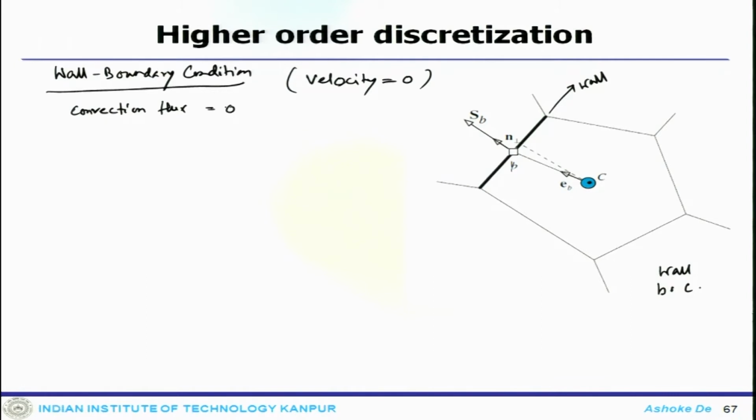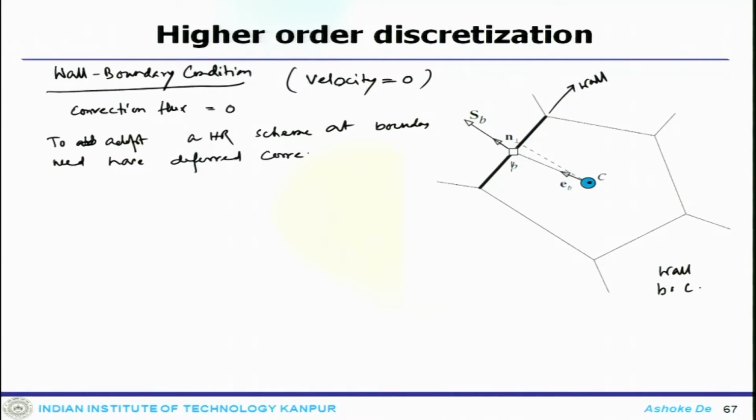Now again, similarly, if you are using the high resolution scheme, or HR scheme, for any interior nodes, then when you come down to the boundary, you need some corrections. To adopt a high resolution scheme at the boundary, you need to have the deferred correction approach.